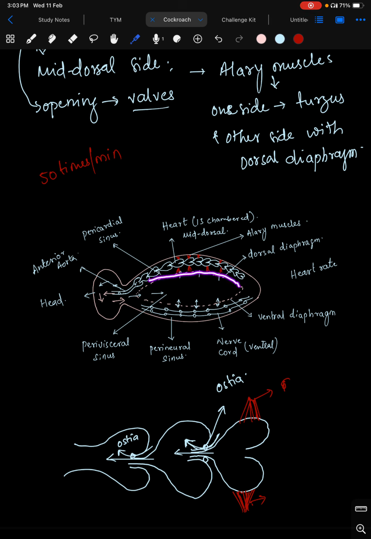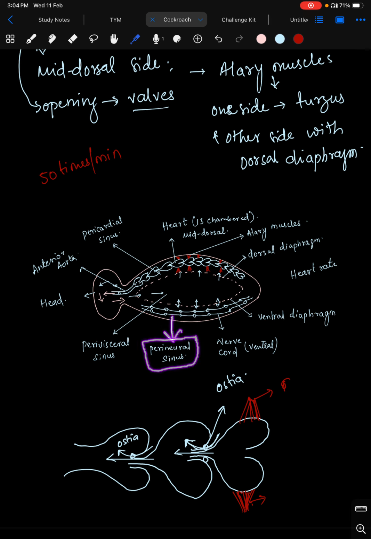The cavity which is present at the center, where the other visceral organs are present, is known as the perivisceral sinus or perivisceral cavity. And where the nerve cord is present, this is known as the perineural sinus or perineural cavity.